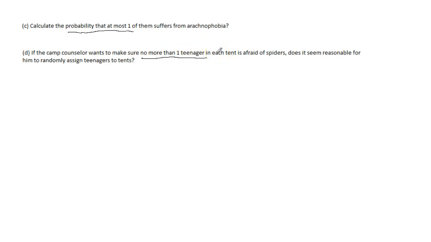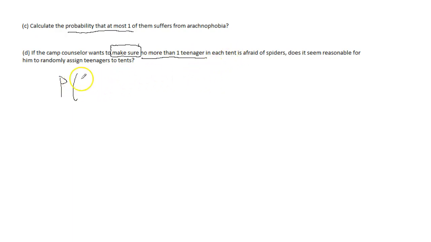And so the way to answer this is, we want to make sure that no more than one teenager, meaning we want a 0% chance. That's the only way that we want this to occur. Do we want to make sure that no more than one teenager? So we want to see what is the probability. We want the probability that no more than one teenager.